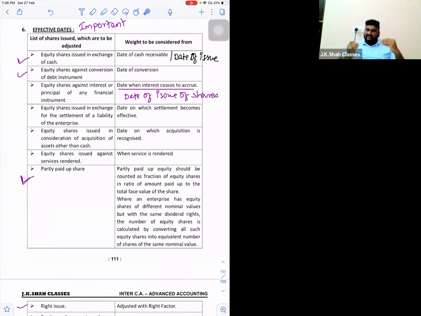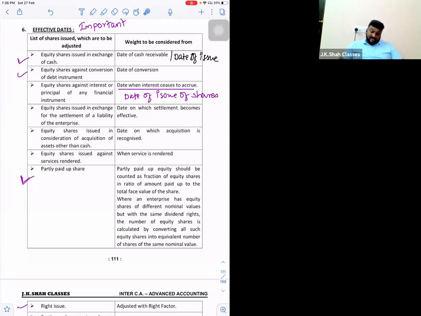Now please understand this technically. When will the settlement be effective? Technically, when will the settlement be done? Sir, when you issue the shares. So the date of issue only will be applicable over here also.